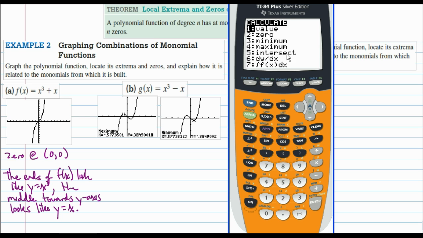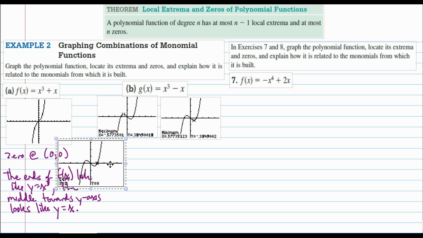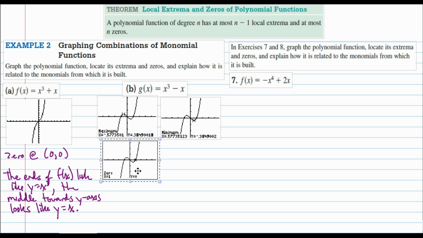So second calc number 2 is zero. Now this asks me for a left bound, so since I'm looking for the zero right here at what looks to be about x equals 1, I'm going to go to the left of it, hit enter, go to the right of it, hit enter, and then go back in the middle and hit enter. And I do get that there is a zero at 1, 0.